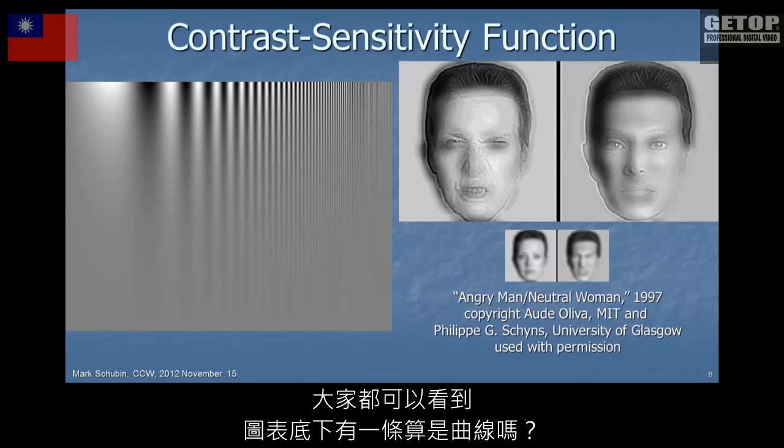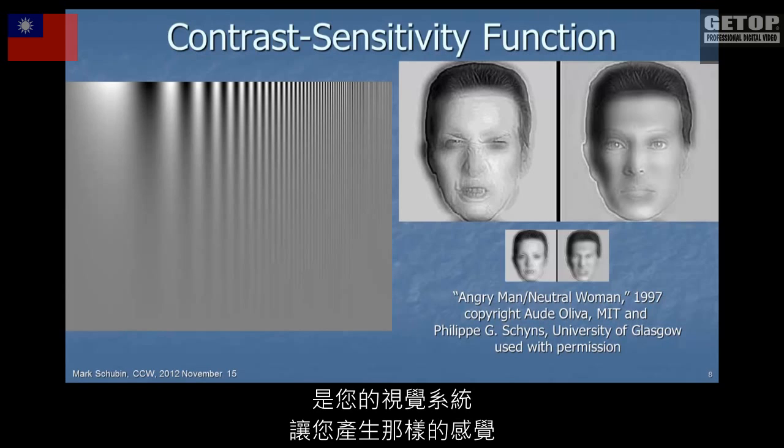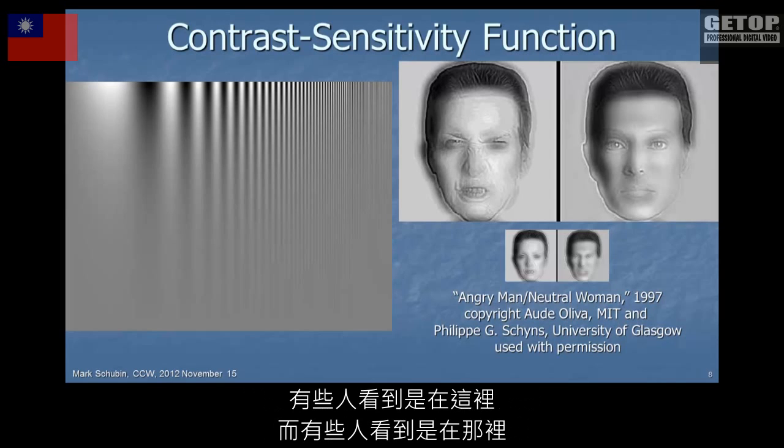Does everybody see sort of a curve around the bottom of the chart? Okay, I see nodding of heads. There is no curve there. Your visual system is putting that in. And each one of you is seeing the peak of the curve at a different place. Might be over there for some of you, over there for some of you, over there for some of you.